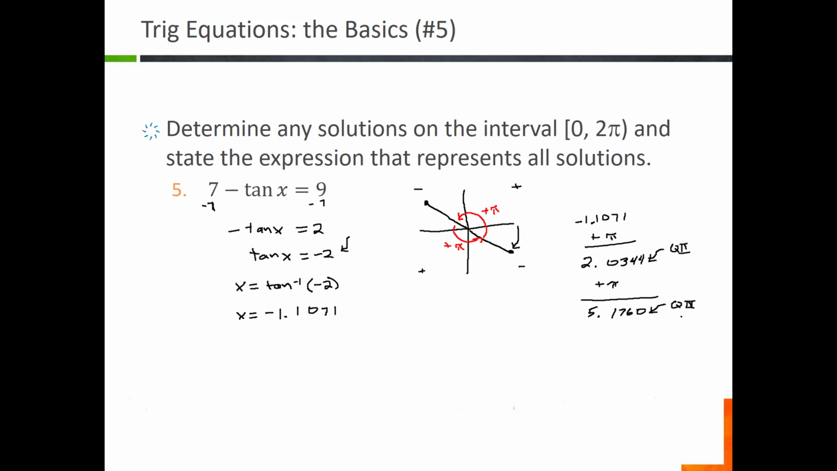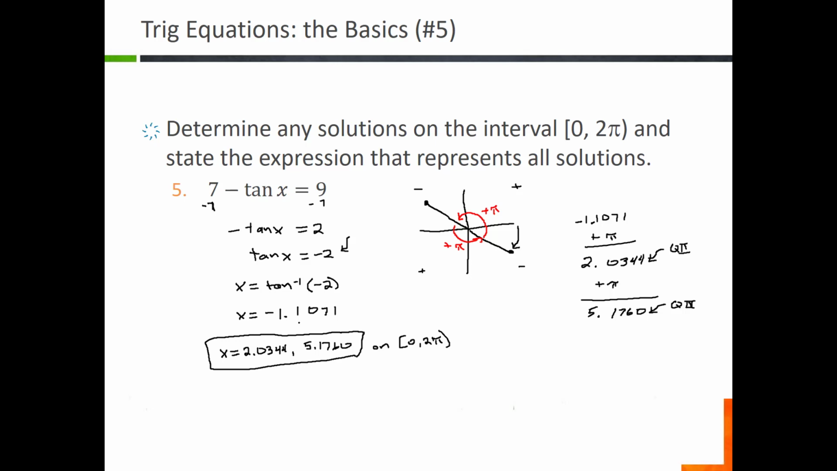Okay, so what are my solutions between 0 and 2 pi? So we know x would equal 2.0344, and we know it's also equal to 5.1760. So those are the two solutions that we get on the interval from 0 to 2 pi. So again, this was a little harder because the first answer we got, that -1.1071, was not even one of the two answers we wanted to keep.